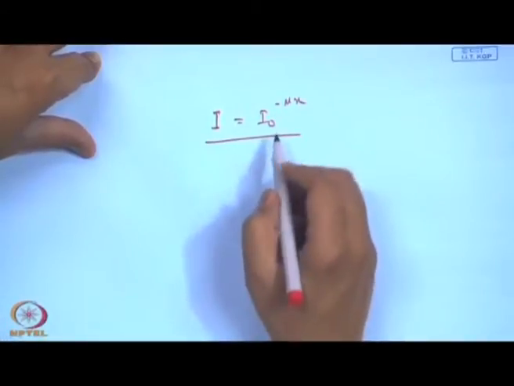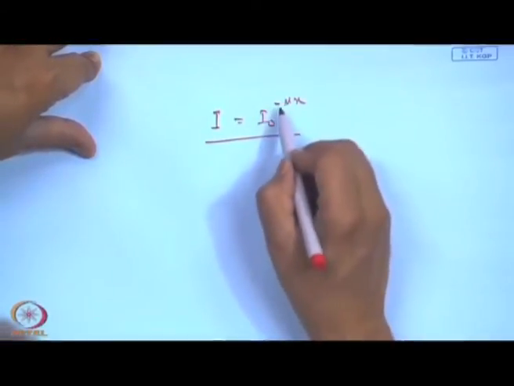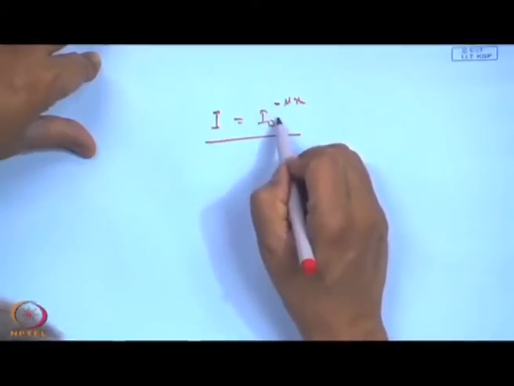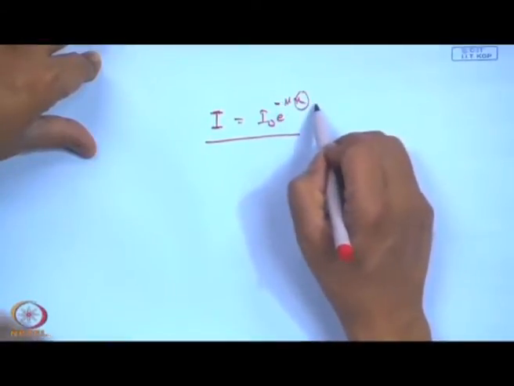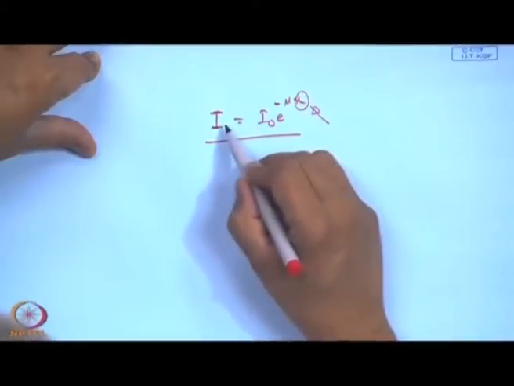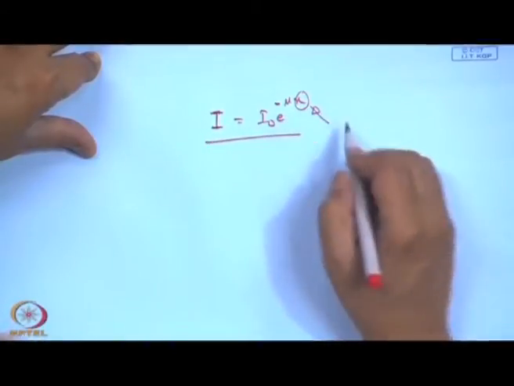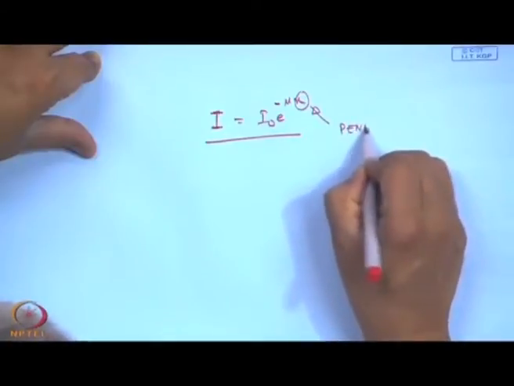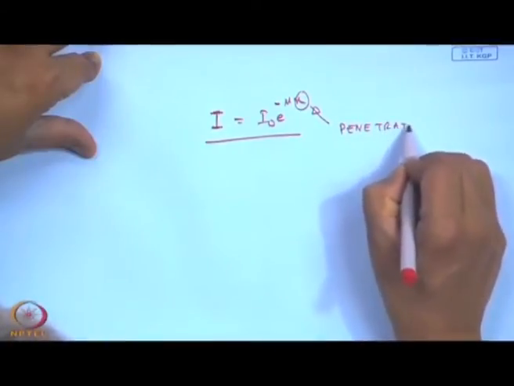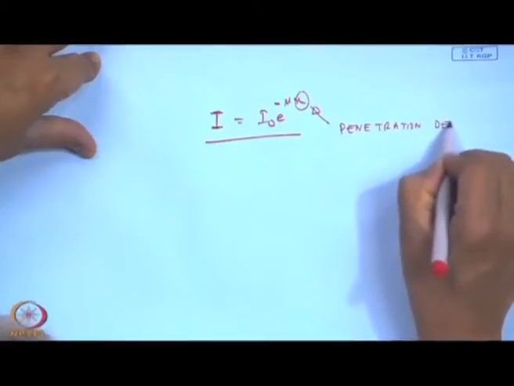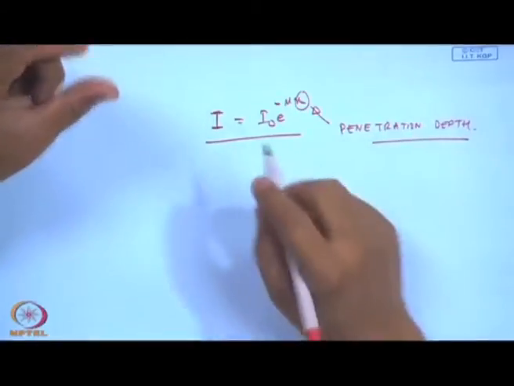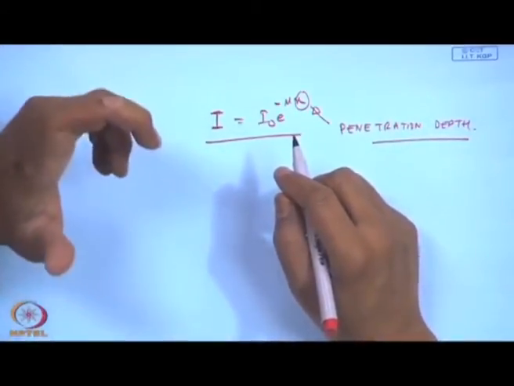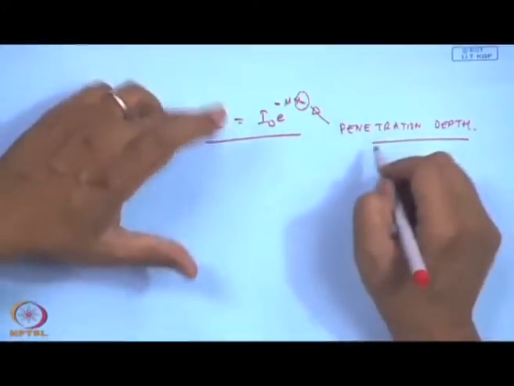Okay. This follows an exponential curve, because intensity depends on material property. At any distance x, the intensity of X-ray is given by this, and this is the penetration depth. For different materials, we can find out whether a half-inch material is good enough or a 1-inch material is good enough to stop the penetration of the X-rays.